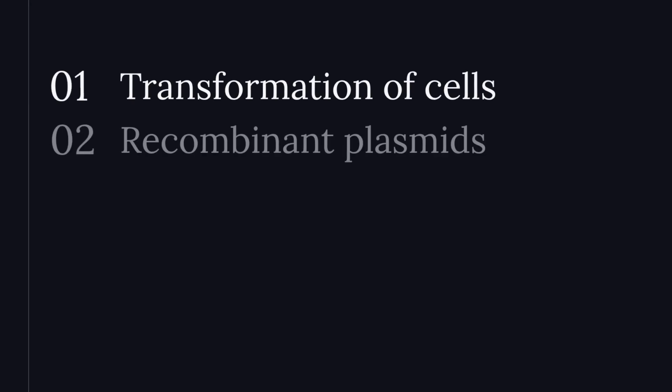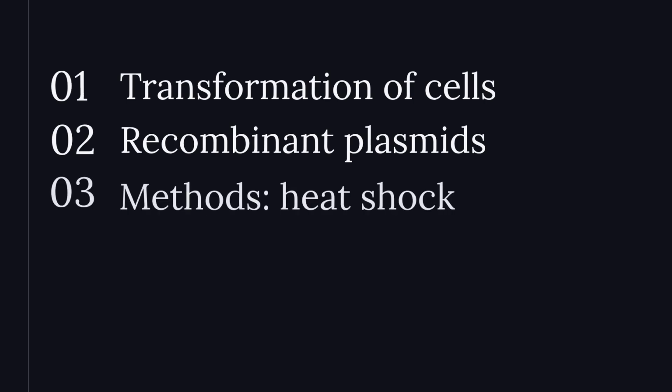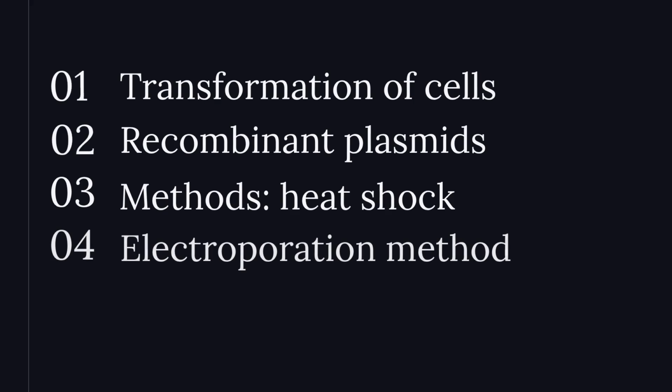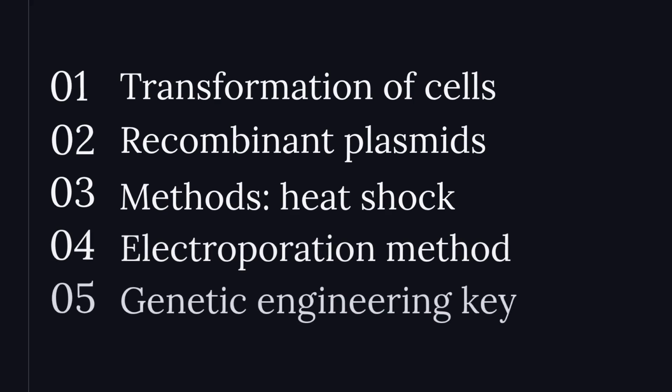Transformation introduces recombinant plasmids into bacterial cells. Methods include heat shock and electroporation to increase membrane permeability. Once inside, bacteria replicate and express the insulin gene. This process is crucial for producing recombinant proteins. Transformation is a key step in genetic engineering.